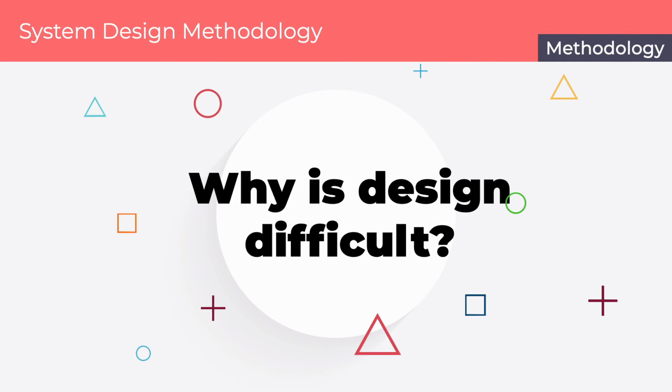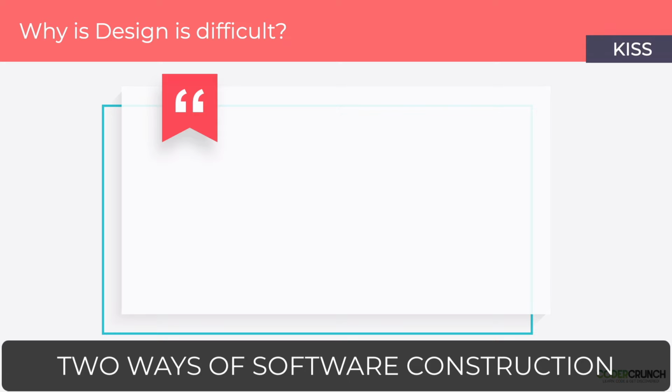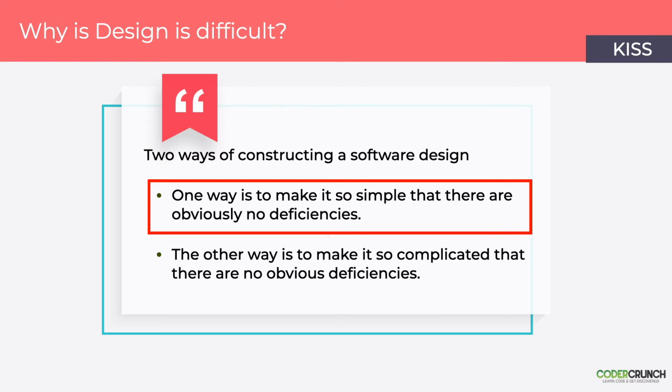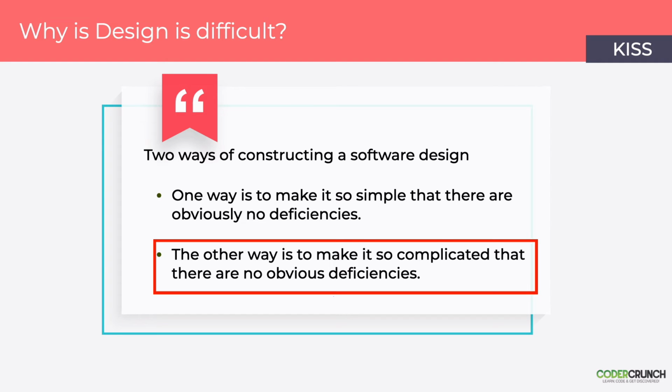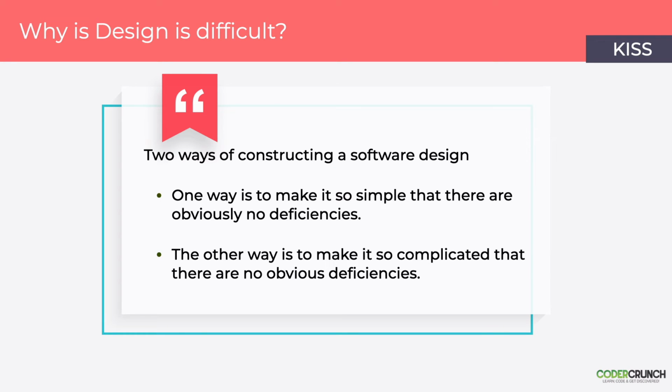Let's tackle another question. Why is design difficult? There are 2 ways of constructing software design. One way is to make it so simple that there are obviously no deficiencies. The other way is to make it so complicated that there are no obvious deficiencies. As you see, it involves trade-offs between complexity and completeness. So either you can build something simple but not make it complete, or you can make the system complicated but complete.